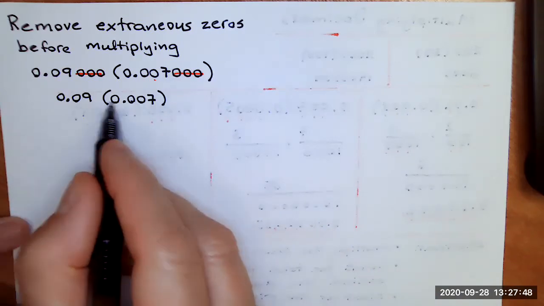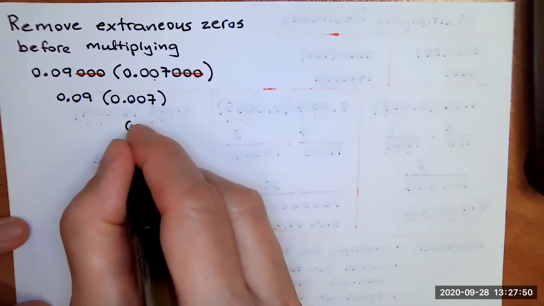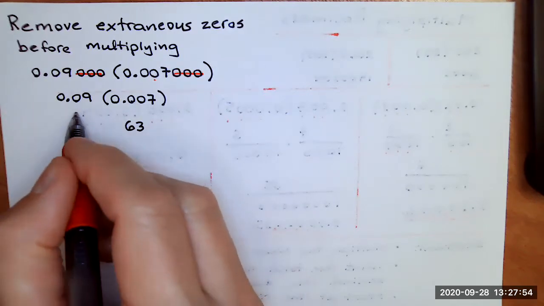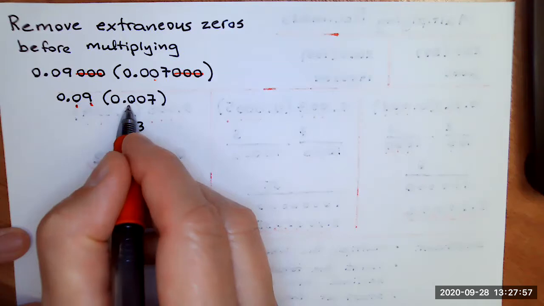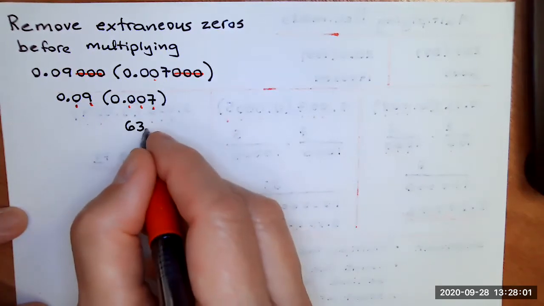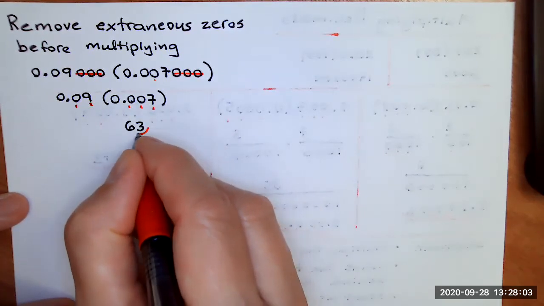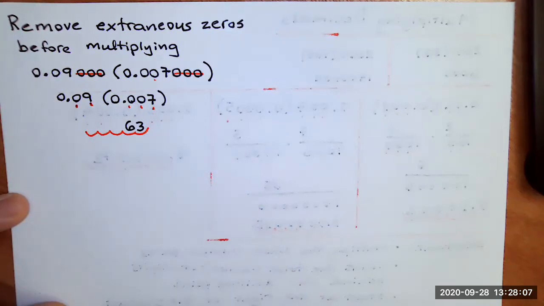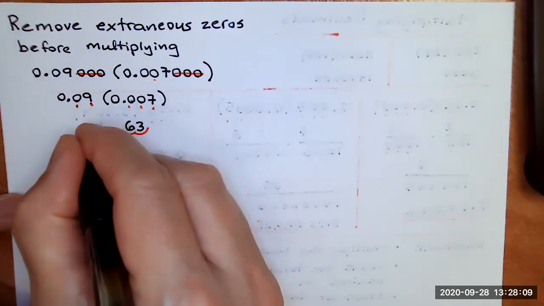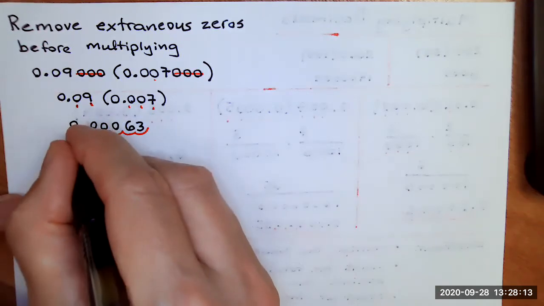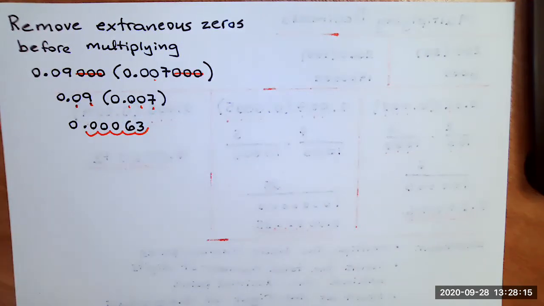All right, so 9 times 7 is 63. And you're going to move the decimal point 1, 2, 3, 4, 5 places. So we start at the right and go left. 1, 2, 3, 4, 5. Let's do another example.